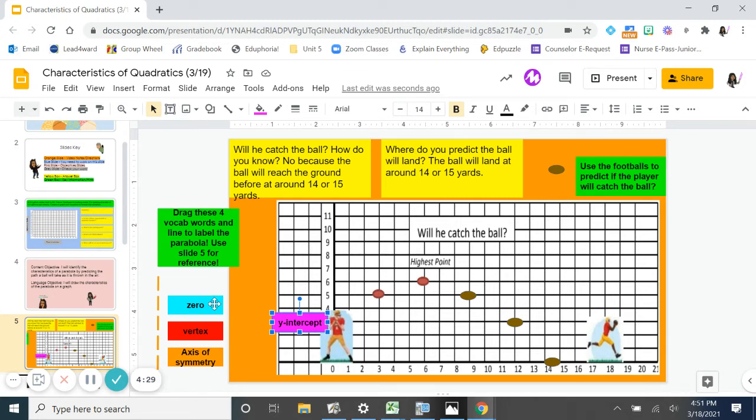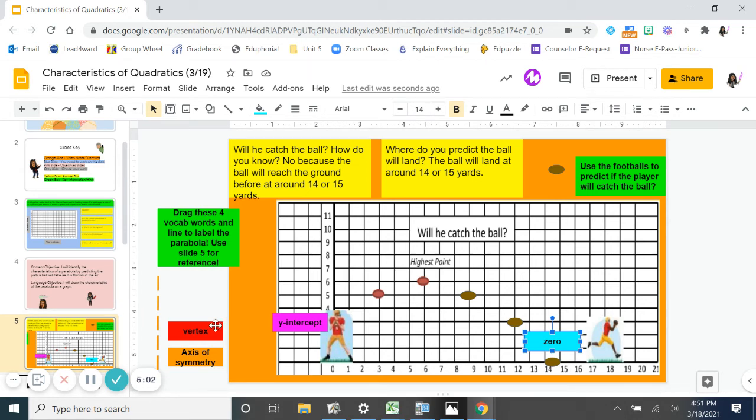Okay. 0. Another word for 0 is x-intercept. So if the y-intercept is found on the y-axis, the x-intercept or the 0 is found on the x-axis. That's basically when the graph or parabola finally reaches 0. So it's going to reach 0 over here between 14 and 15. So I'm going to put 0 right there.